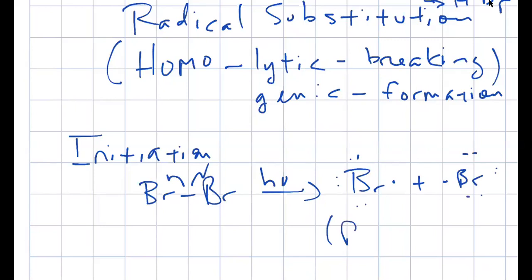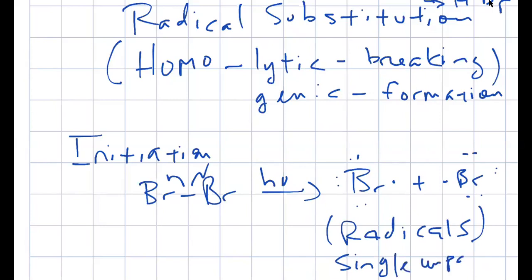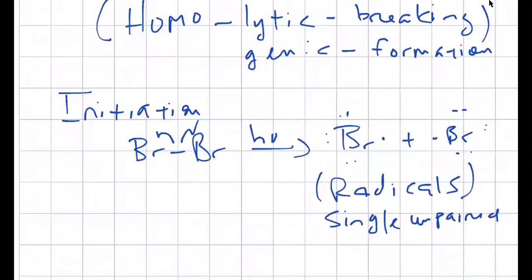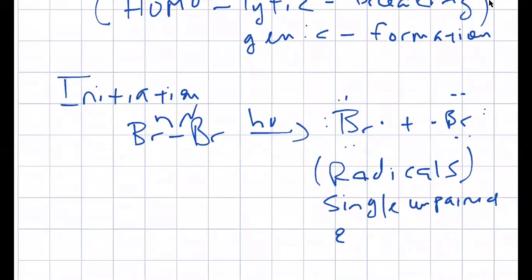These are radicals. They have a single unpaired electron. So anytime you hear the term radical, it's an atom that has a single unpaired electron. A non-metal, because metals like sodium in group 1 have single unpaired electrons too, but they're not radicals.